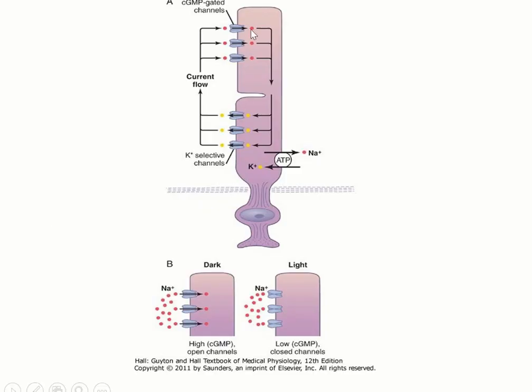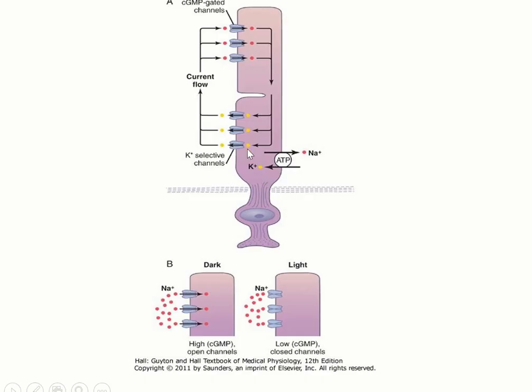What you see in this diagram is the rod. There are cyclic GMP gated channels shown in the outer segment of the rod. The inner segment of the rod has potassium channels and also the sodium potassium pump. Now, in the dark, these cyclic GMP gated channels are open. They continuously allow sodium ions to enter the outer segment of the rods, and the sodium ions diffuse from the outer segment into the inner segment and are pumped out by the sodium potassium pump. So three sodium ions are pumped out in exchange for two potassium ions.